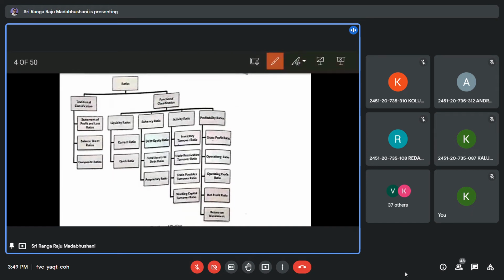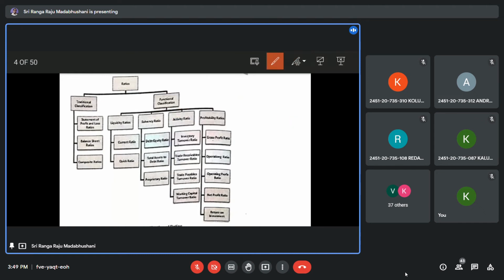Then the working capital turnover ratio. Working capital relates to production: purchase the raw material, work in progress, converted into finished goods, sales. So this is one cycle over. Again, you will purchase the raw material. So this is how many times the production cycle has taken place. These are all examples of activity ratio.